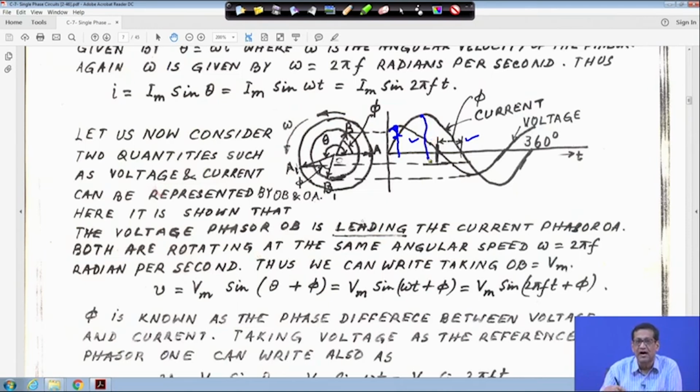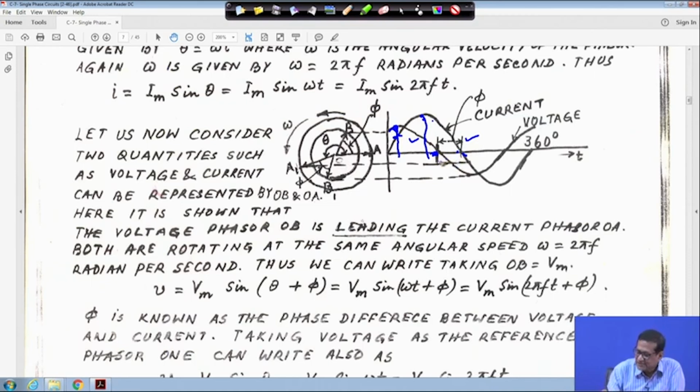This is one thing. Or the other way: which one is coming to zero first? The voltage is coming to zero first compared to the current, right. So two ways can be done. If, out of these two waveforms, the voltage peak is reached first, then the current peak, that means voltage is leading the current. Or the other way, the voltage is coming to zero first, then the current, that means voltage is leading the current.